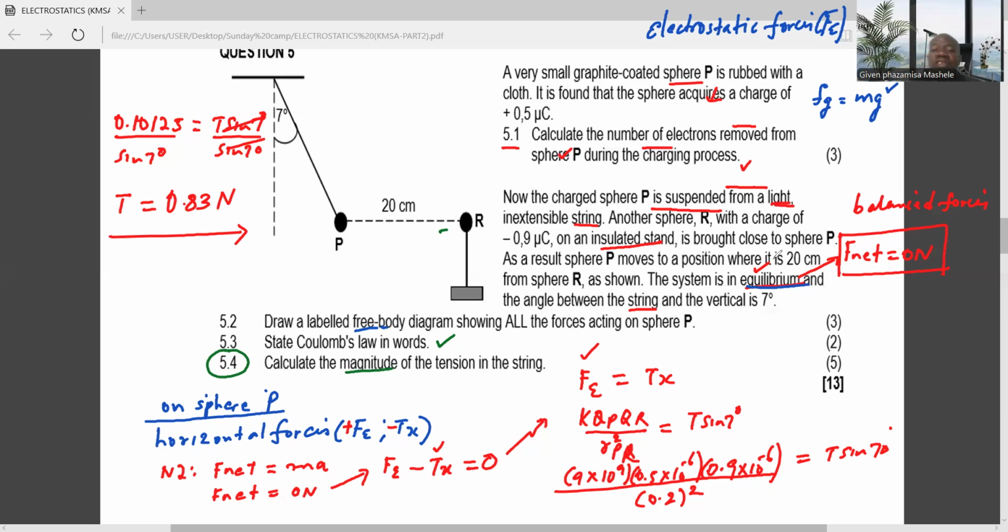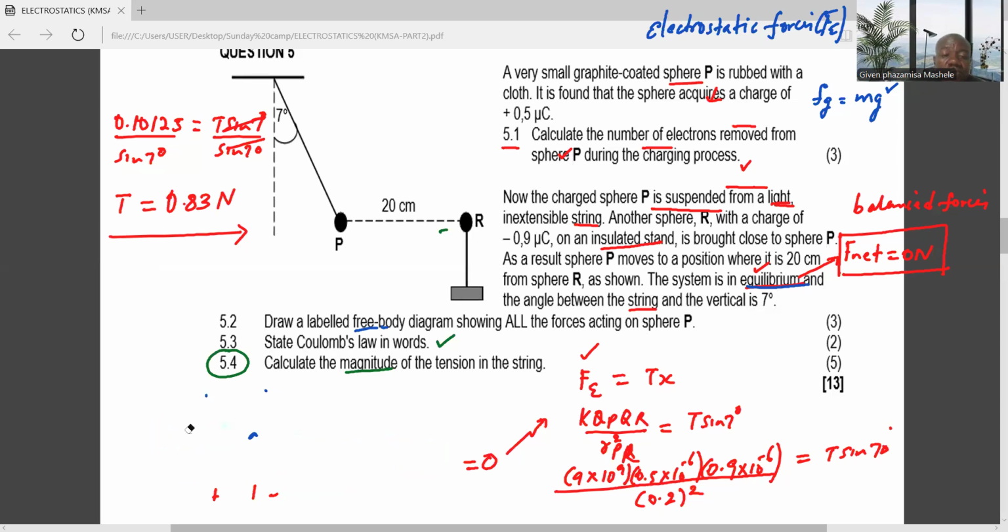And without wasting time, guys, we can also determine the mass of the sphere. If you wanted to know the mass of the sphere, it's another question that we can add here, because we're not given the mass of the sphere. To calculate the mass of the sphere, we're going to consider the vertical forces, and they will also be balanced.